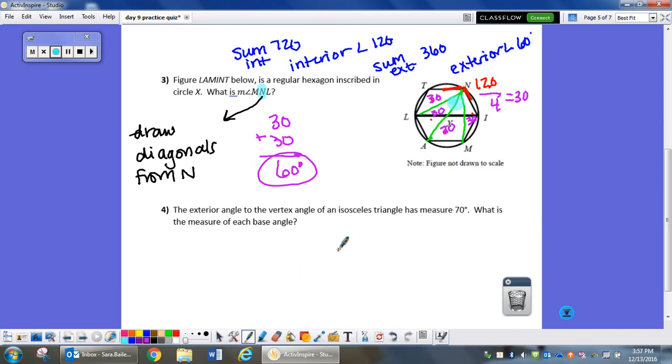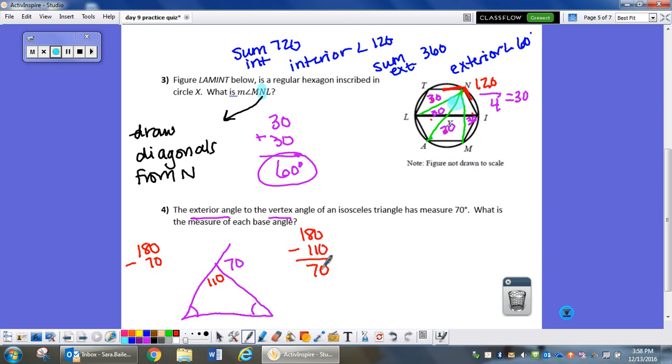The exterior angle to the vertex angle of an isosceles triangle is 70. So the exterior angle to the vertex, which means these are equal. All right, you got to find your linear pair, 180 minus 70, 110. And then you got to take away 180 minus 110, 70 degrees. 70 divided by 2, because they are 2 equal angles, 35 degrees. Or you might notice, inside plus inside has to equal that exterior angle, so you could have just done 70 divided by 2.